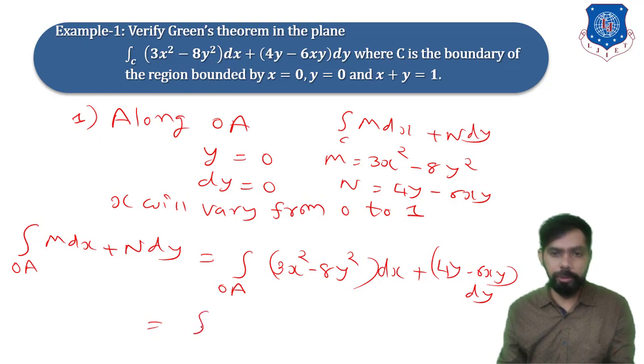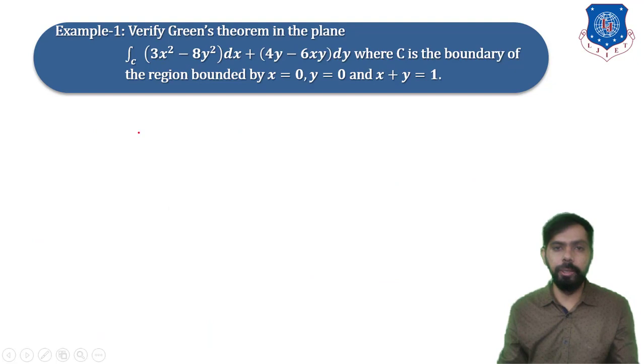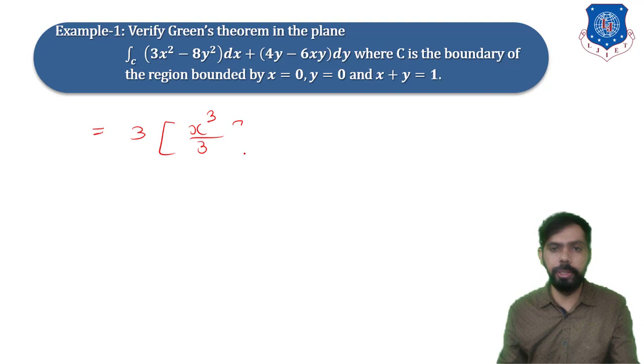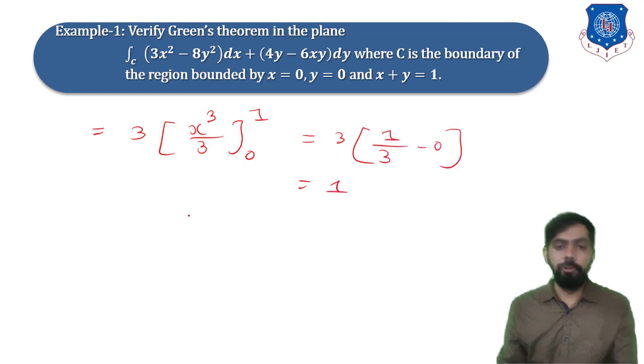So here the limit will be from 0 to 1 because the limit of x is from 0 to 1. 3x square minus 8y square, and the value of y is 0, so this term will be 0 into dx. So we will have to take the integration of x square with respect to x. Here this will be 3, the integration of x square will be x cube divided by 3, and the limit will be from 0 to 1. So first of all we will replace x by 1, then minus we will replace x by 0. So this will be 1. Therefore along OA the value of the integral is 1.